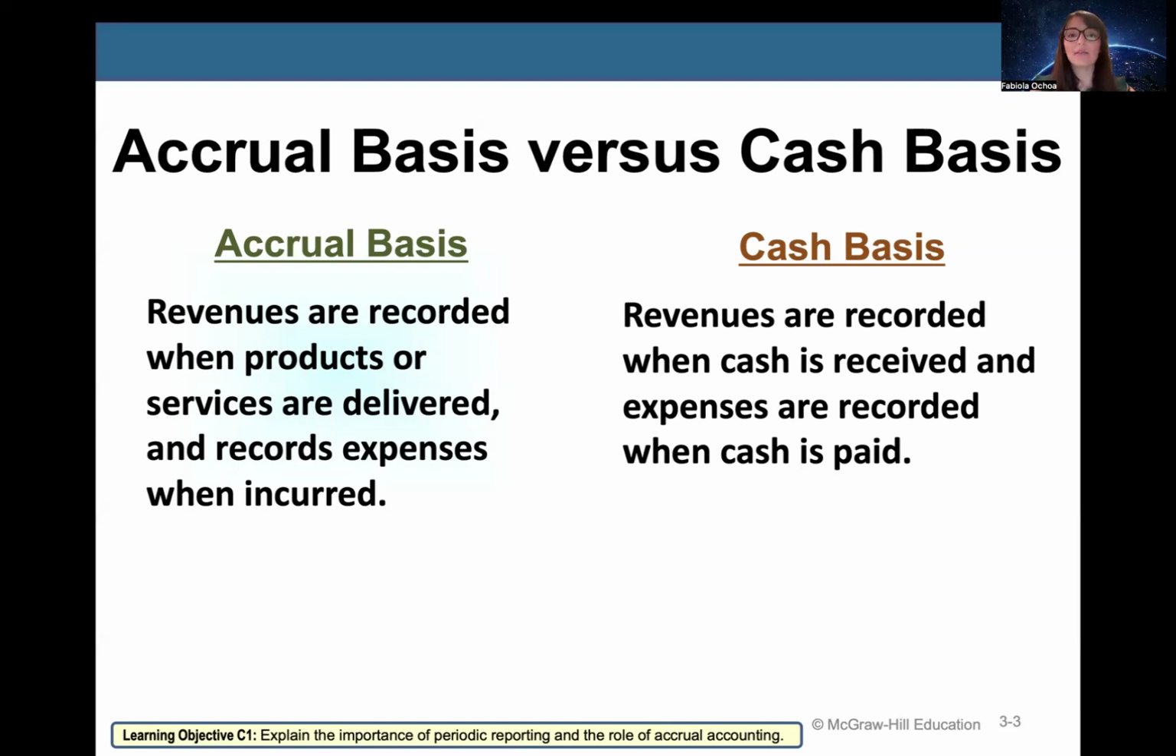The cash basis of accounting is different. Revenues are recorded when cash is received and expenses are recorded when cash is paid. So under the cash basis, cash needs to exchange hands for revenues or expenses to be recorded.